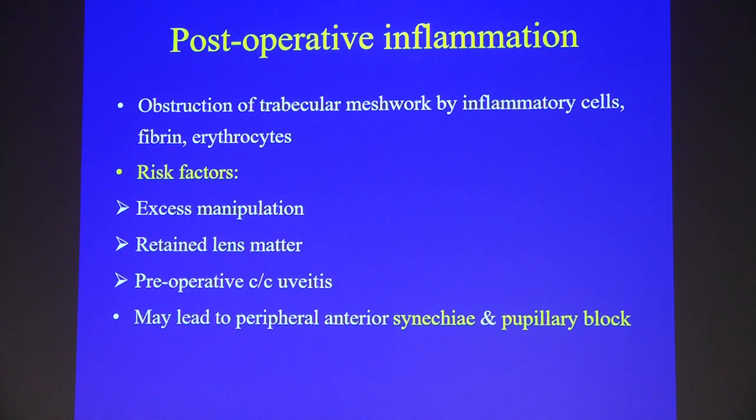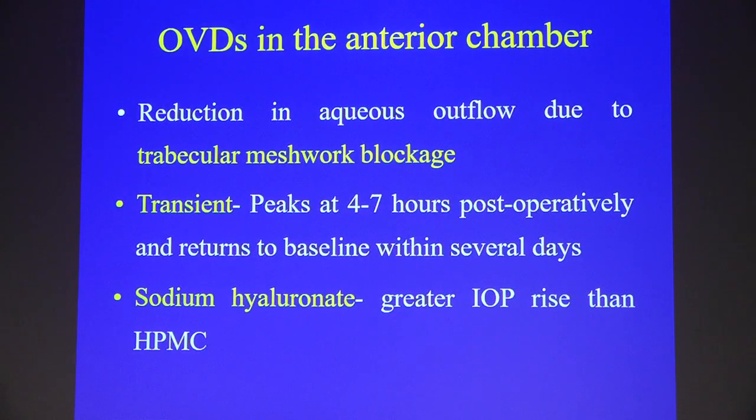So post-operative inflammation: obstruction of trabecular meshwork by inflammatory cells, fibrinoid material, erythrocytes. The risk factors are excess manipulation, retained lens matter, pre-operative uveitis, and it may lead to peripheral anterior synechia and pupillary block. OVDs in the anterior chamber, we do use a lot of high molecular weight OVDs nowadays.